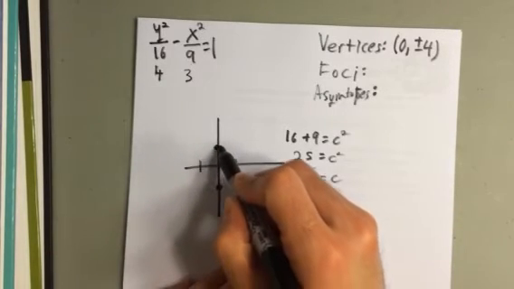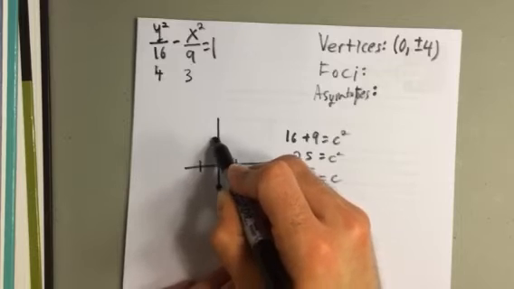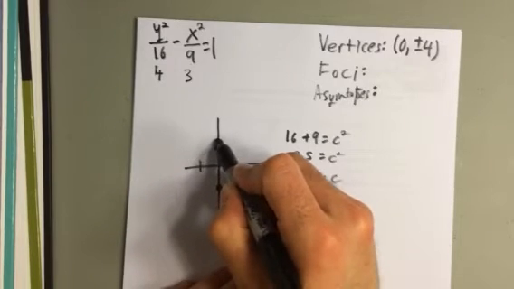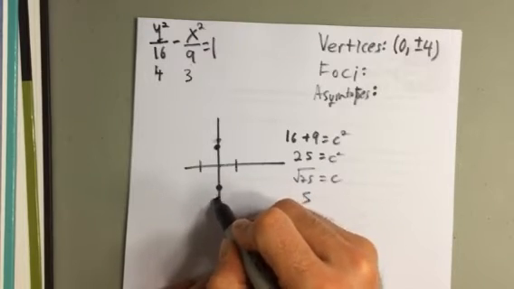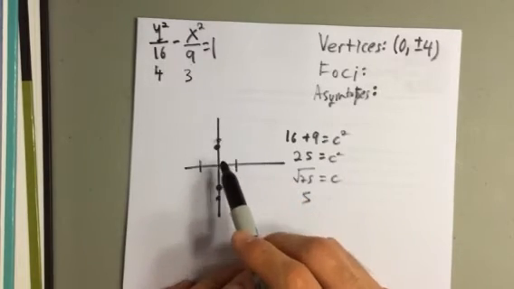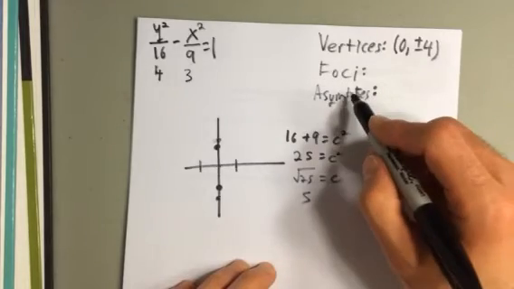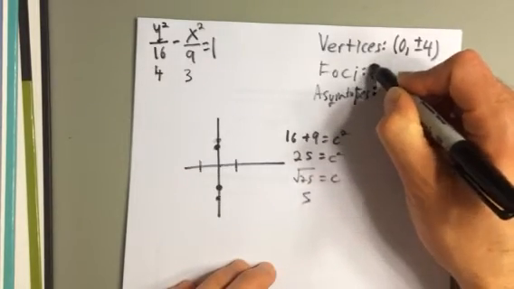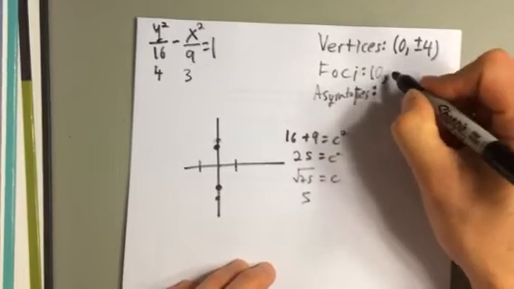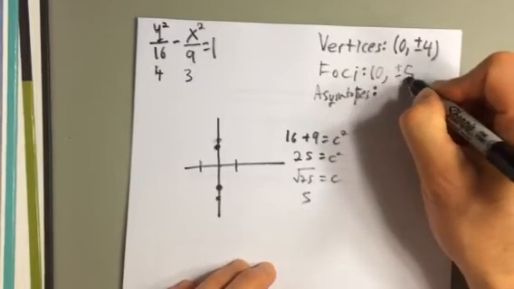So one above here is going to be one of my foci, and then the same thing down below, one below this vertex would be my other foci. So they're at 0, 5 and 0, negative 5. So when I go to write my foci over here, I can write them like that, or I can write it as 0, comma, plus or minus 5.